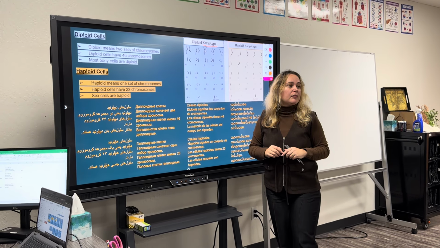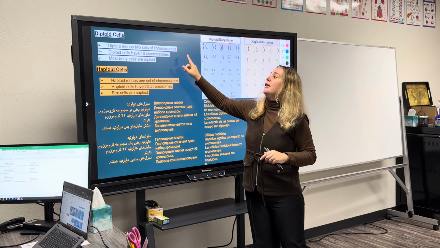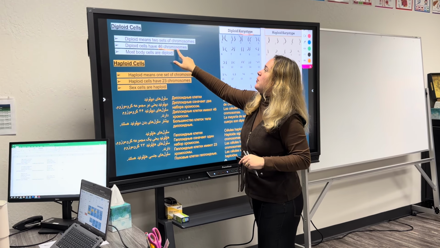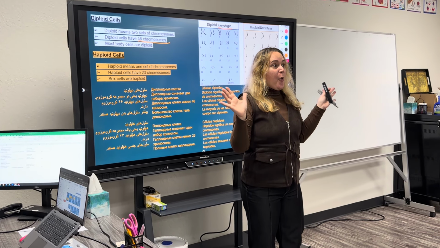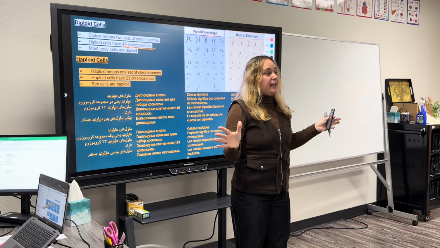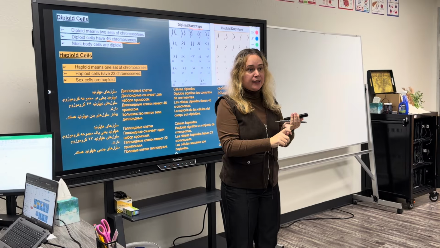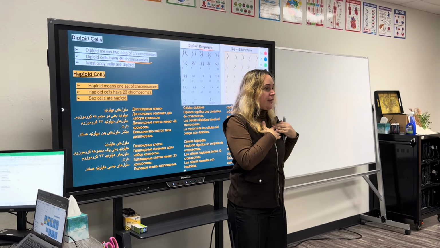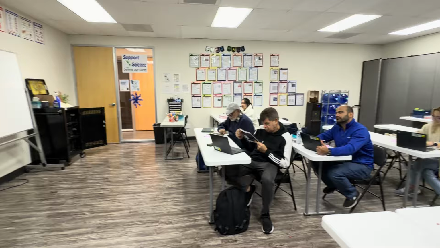Diploid means two sets of chromosomes. 46 chromosomes is a diploid cell. A diploid cell has 46 chromosomes. So most of the body cells are diploid. Our skin cells, our heart cells, our blood cells, they are diploid. All of them have 46 chromosomes or 23 pairs of chromosomes.